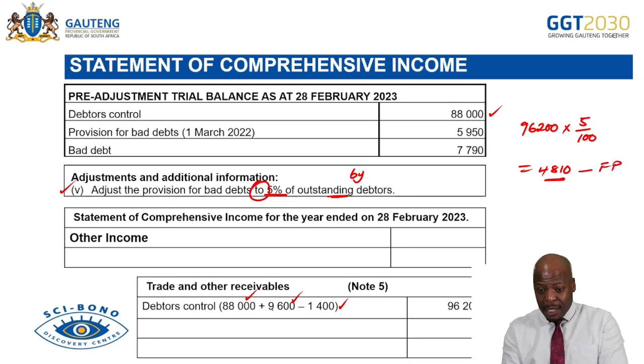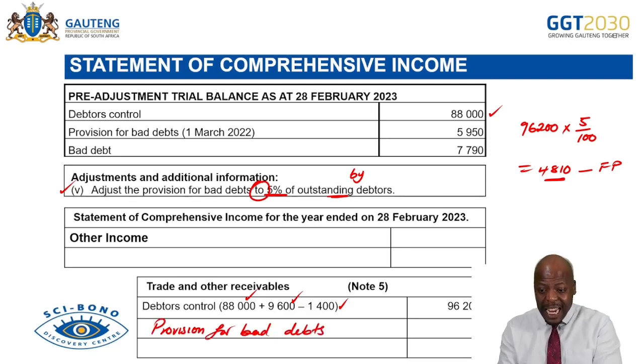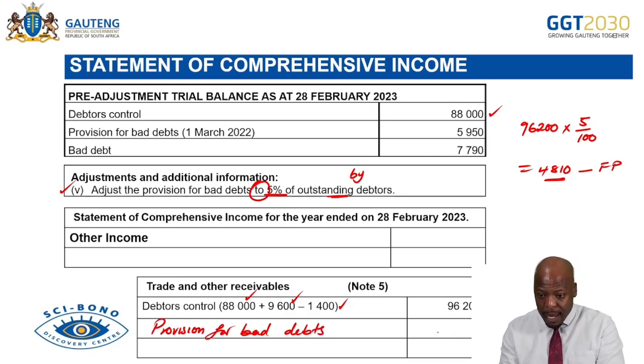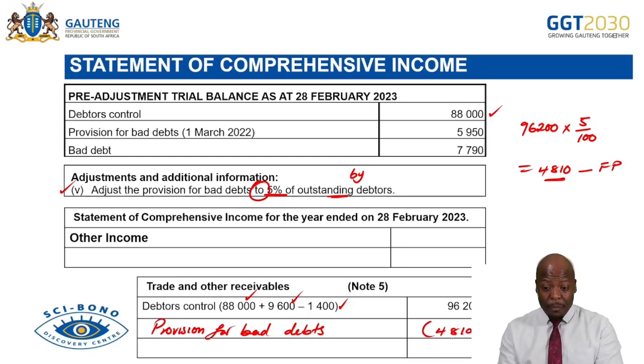All right? So it simply means I'll come here and I will now say provision for bad debts, and the figure that I have is 4,810. So I'll come here, then I'll put it in brackets. That is my 4,810 in brackets. You still with me there? All right. That is what I do there.